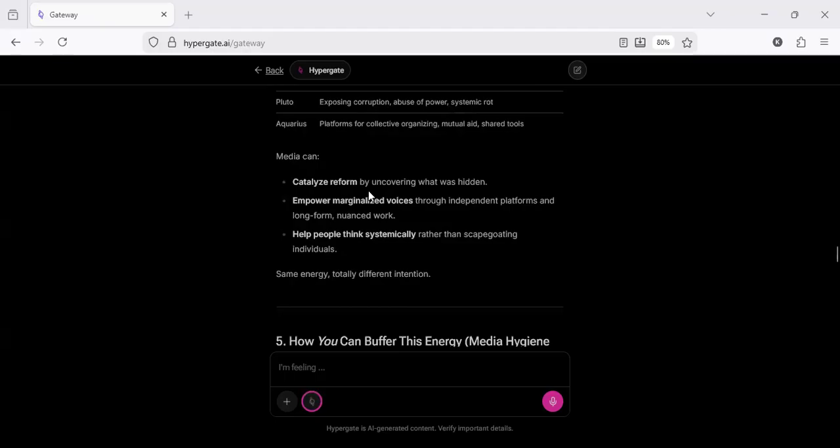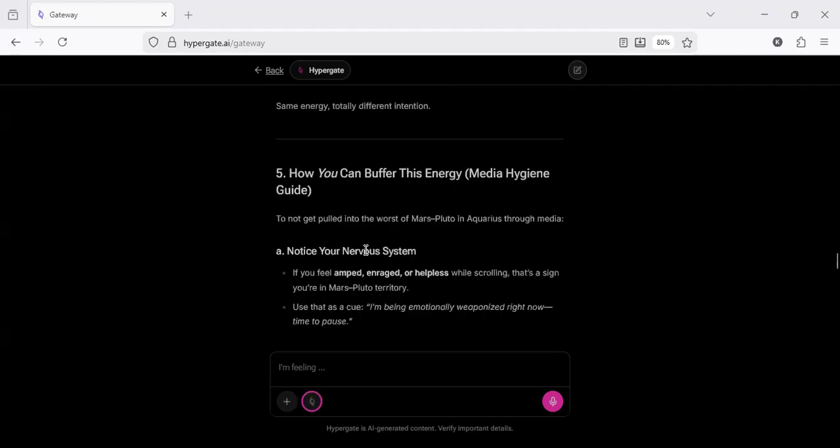Okay, good. Catalyze reform by uncovering what was hidden. Empowered marginalized voices through independent platforms and long form nuanced work. There's a lot of people doing independent journalism now. I mean, that's exploding, where we're getting boots on the ground all around. People are showing things firsthand, and it's circumventing a lot of the CGI and the fakes, the AI stuff, and how well we can generate images. Really good. There's some awesome software out there that's starting to become mainstream now.